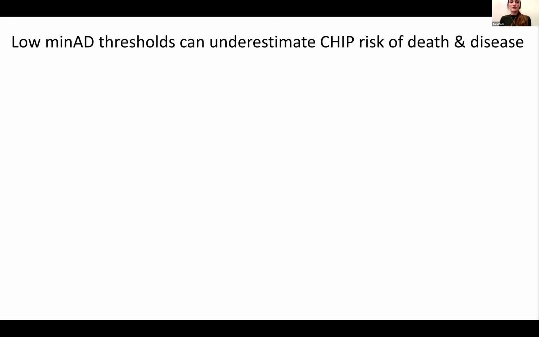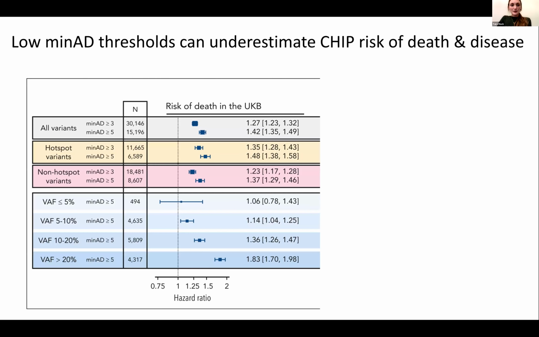And I just want to give you an example of why this matters. It might seem really in the weeds. You might say, why does this minimum threshold really matter? And the reason it does is because when you look at the outcomes, it makes a really big difference when you change that threshold. Here, if you look at this top gray box, you can see that when we included allele depth of greater than 3, the risk of death was much lower than when you used a higher, more stringent threshold of 5, meaning that we were underestimating the risk of death when we were including those false CHIP calls.